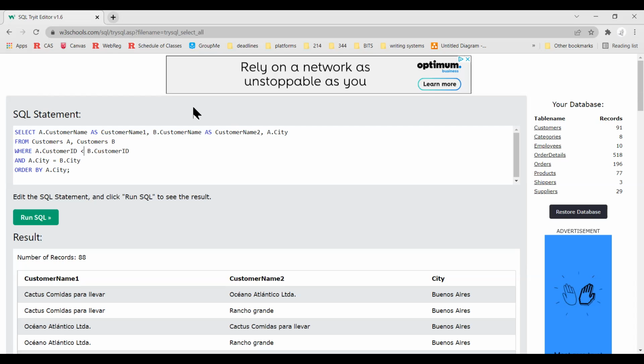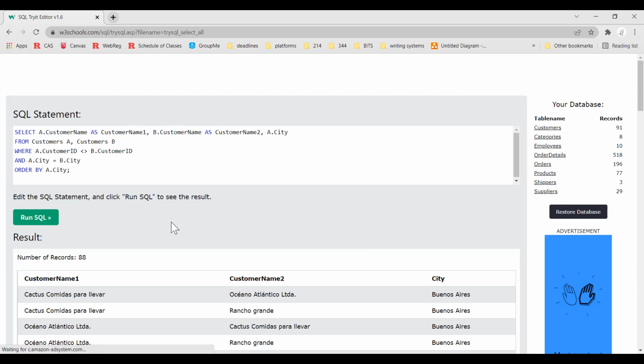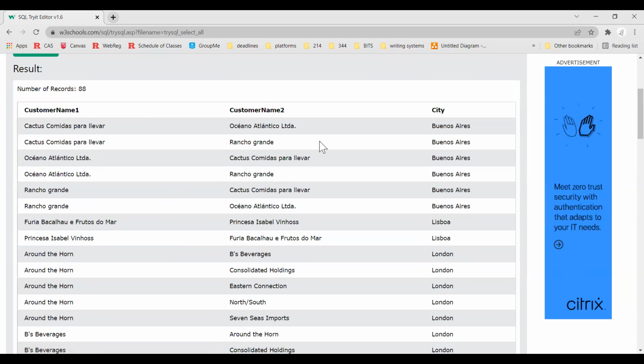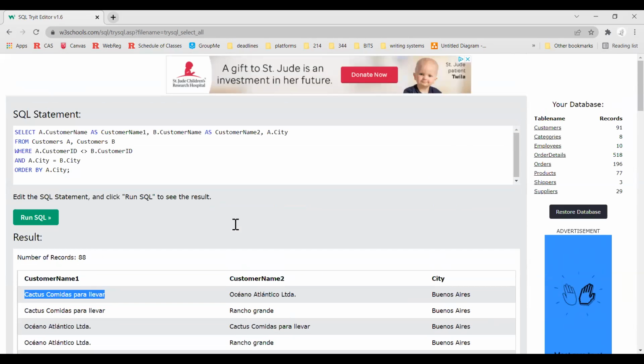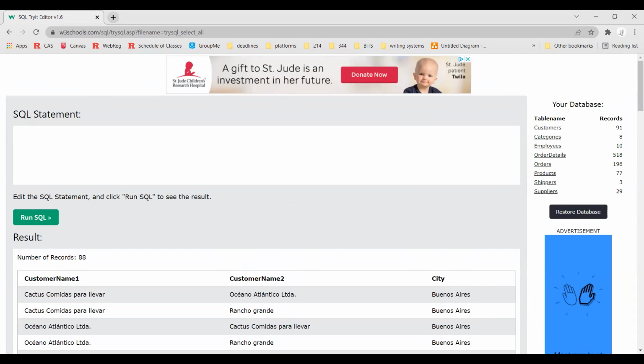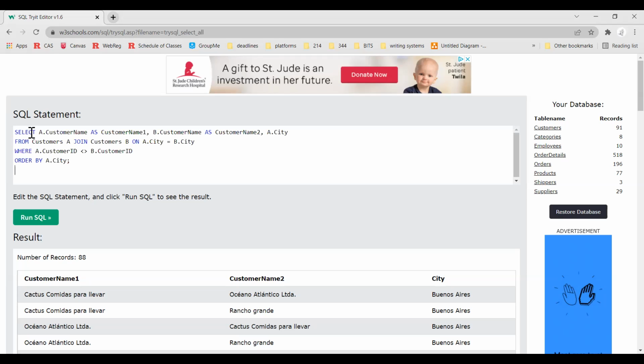But if you want an easy way to remember it, it has to be less than and greater than at the same time, which isn't possible. And this gives you all the different combinations of matching customers that are within the same city. So you can see this person matches with this person and that person, and also this person. And also, I promised I'd show you how you can do this with a join. I didn't actually have to delete all that, but whatever. So you can also use join here.